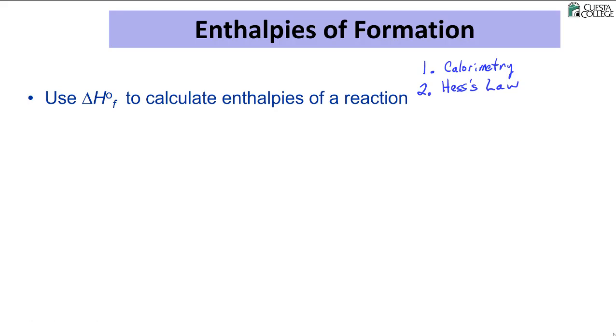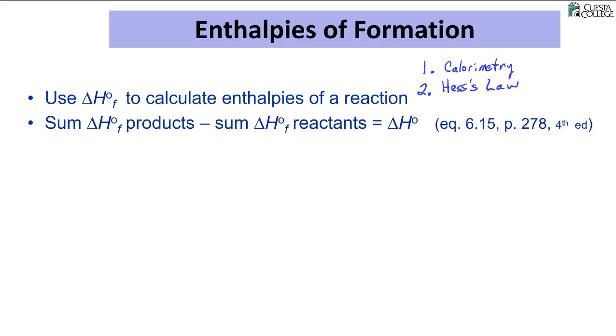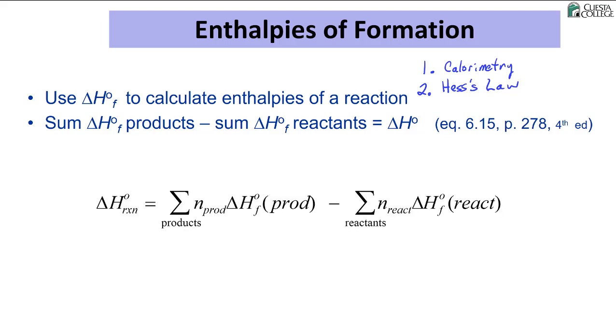In order to calculate delta H, one can take the sum of the delta HF values of the products and subtract from it the sum of the delta HF values of the reactants, and that will give you the delta H for the overall reaction. This formula can be found in the textbook, and it's a pretty crazy looking formula. It looks kind of evil to me with all these sharp angles, but it's really not that bad if you break it down into simpler parts.